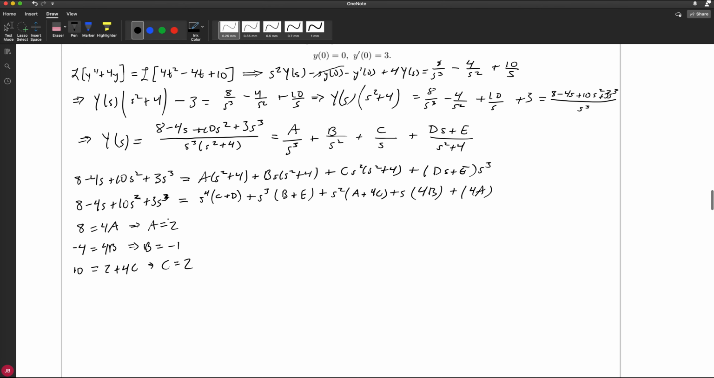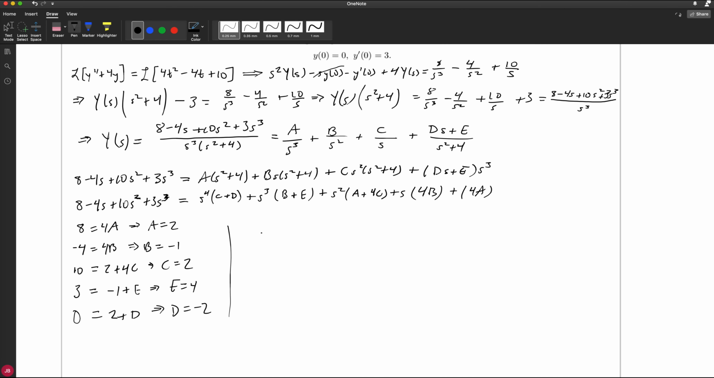Let's look here. The coefficient of s cubed, which is 3, has to equal the b value, which I know is negative 1, plus the e value. And so e must be 4. And then finally, the coefficient of s to the fourth, well, there is none on the left-hand side, so there's 0 of them, has to equal the coefficient of s to the fourth here, which is the c value plus the d value, so 2 plus d, and so d is minus 2.